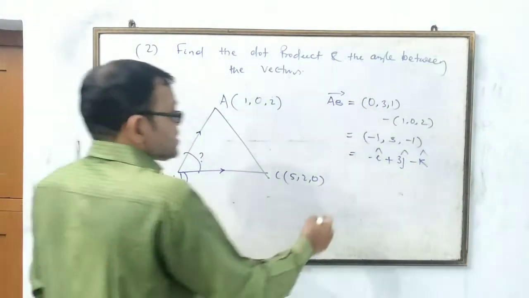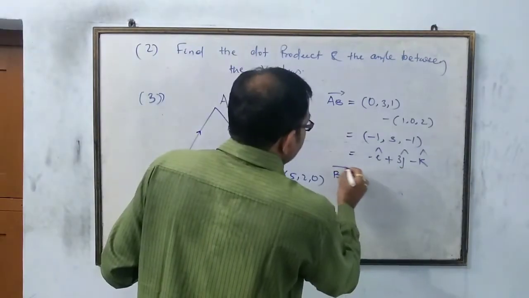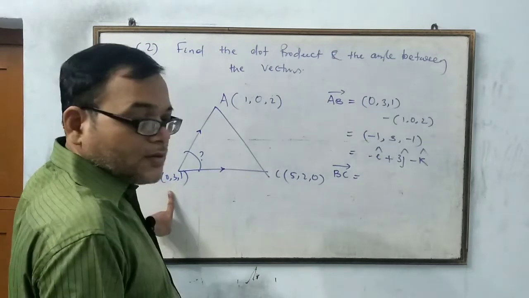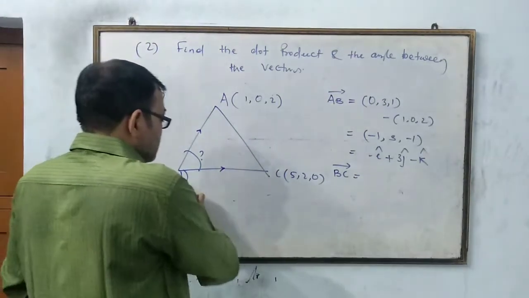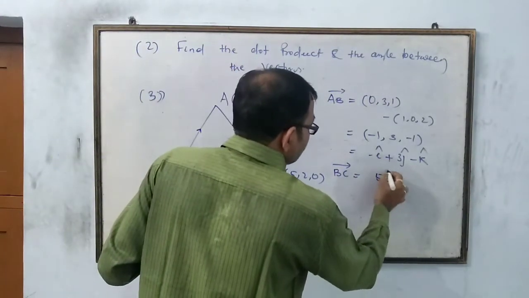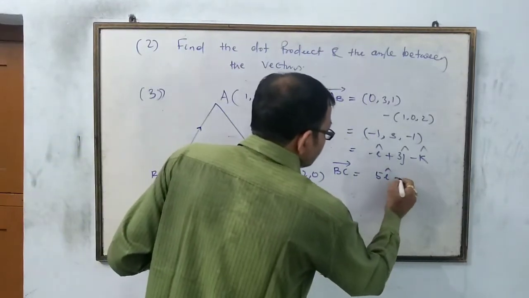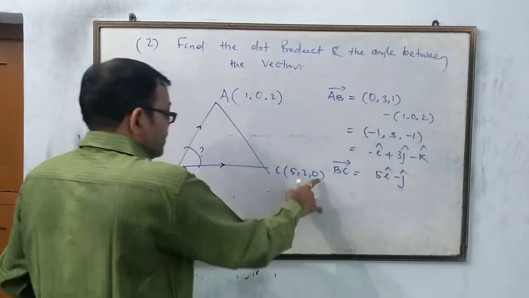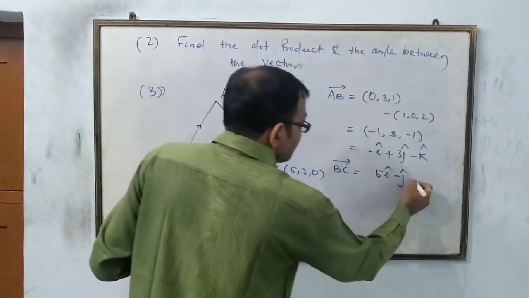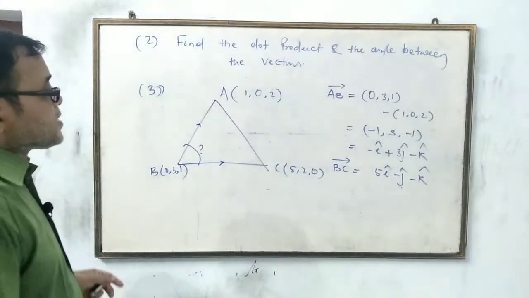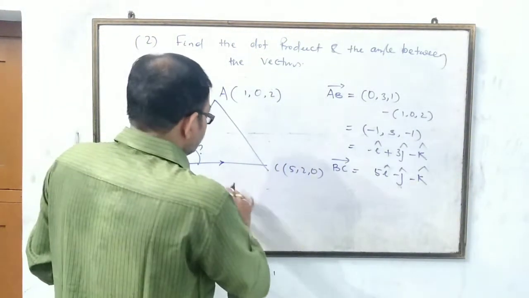What about BC then? BC is the position vector of C minus the position vector of B. So I can write 5 minus 0, it is 5, so 5i. 2 minus 3, it is minus 1, so minus j. 0 minus 1, it is minus 1, so minus k. We have got AB as well as BC.